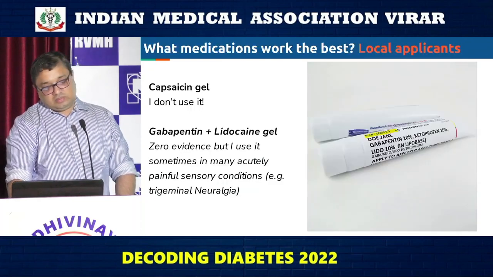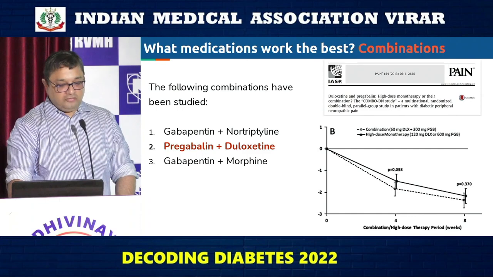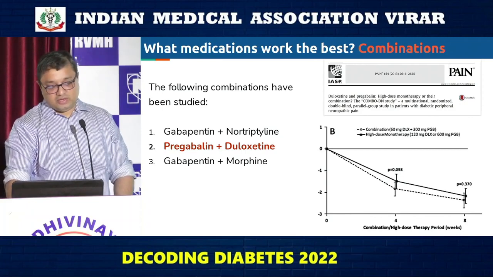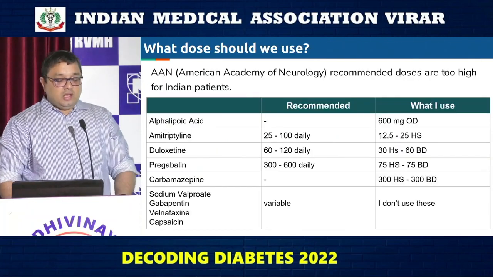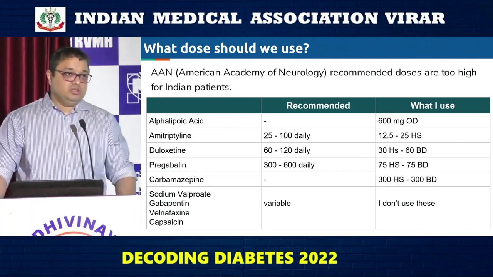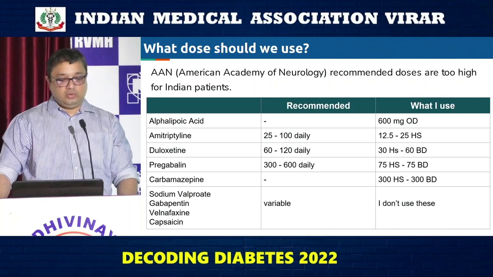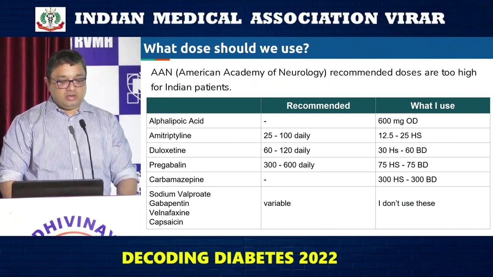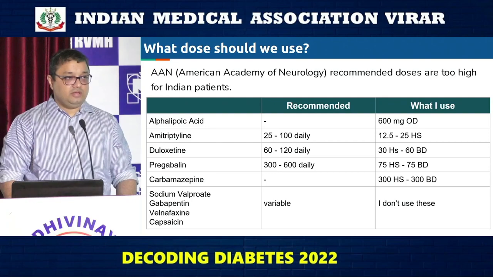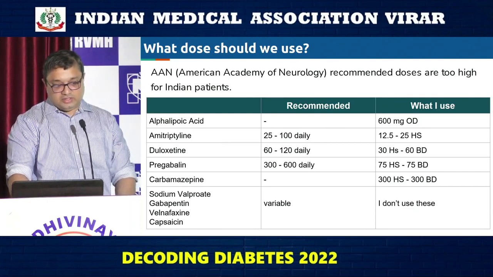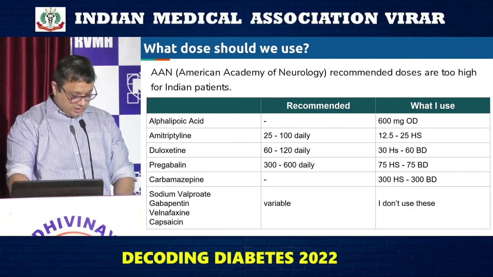I don't use too many gels, but sometimes I do. The following combinations have been studied. Pregabalin and duloxetine is the most commonly studied combination, and I think you get some sort of combination now in the market, but you can just as easily give two different medications. The American Academy of Neurology recommends very high dosages for all of these medications, but it's very difficult to give these kinds of dosages. So amitriptyline 100 milligram daily for diabetic neuropathy, for me at least, just does not make sense. 25 milligram is usually much more than needed. And again, Sir had mentioned last time that 12.5 actually works well in his patients also.